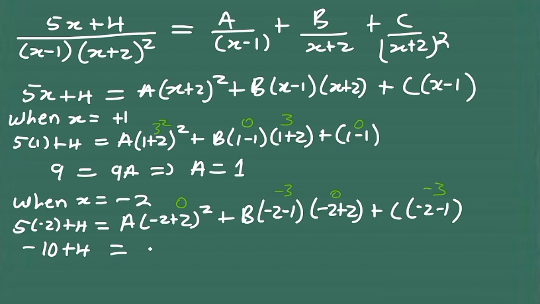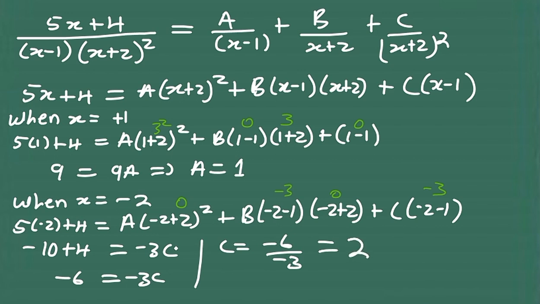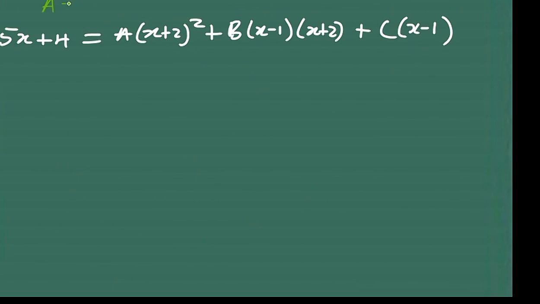and this will be -3, so here we are going to have -3c. Then -10 plus 4 will give us -6. So this will be -6 equals -3c. When solving for c, we are going to have c equals +2, because that will be -6 divided by -3, which is +2. So the value of a is 1 and that of c is 2. We have found a to be 1 and c to be 2.